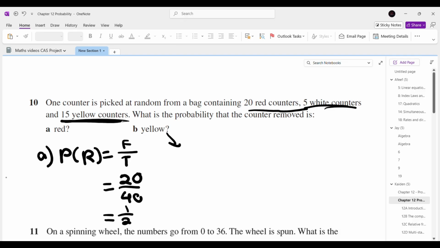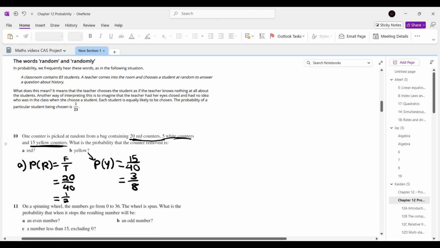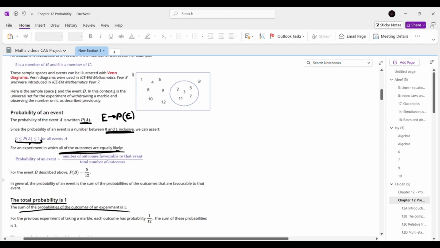Now for yellow, we have 15 favorable outcomes, because 15 of these counters are yellow, over 40 possible outcomes, so the probability is 3/8. Just remember that this is assuming that all of these values have an equally likely chance of being pulled. That's what we always remember, that probability only works like this when all the outcomes are equally likely.